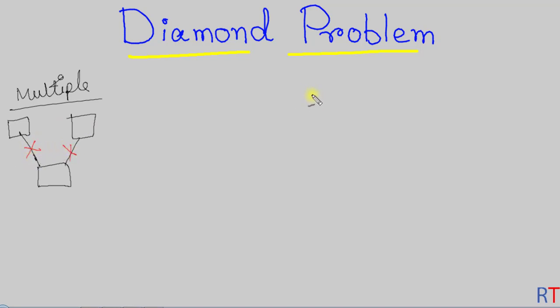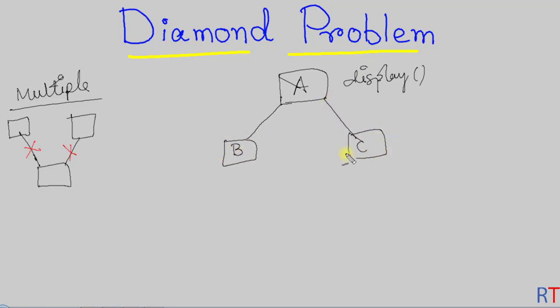For example, if we have one class A which has one display method, and suppose there are two classes, class B and class C, and they are inheriting the properties of class A and providing a new definition to the display method, then class B will have an overridden display method with a new definition, and class C will also have an overridden display method with a new definition.